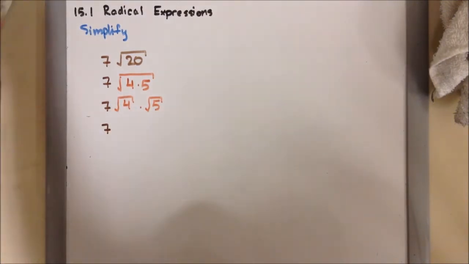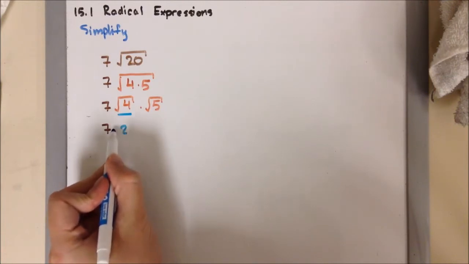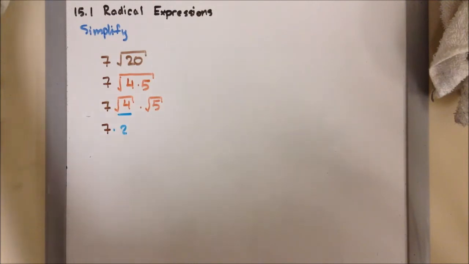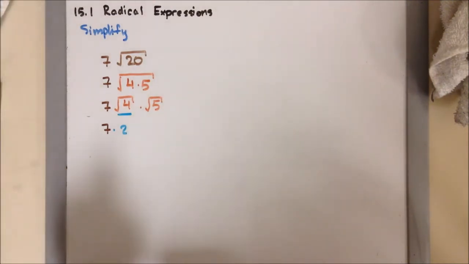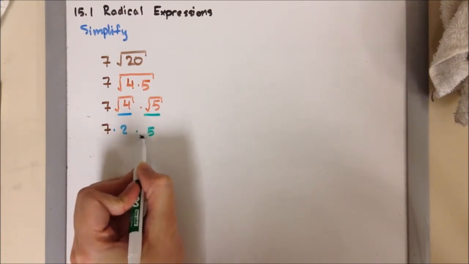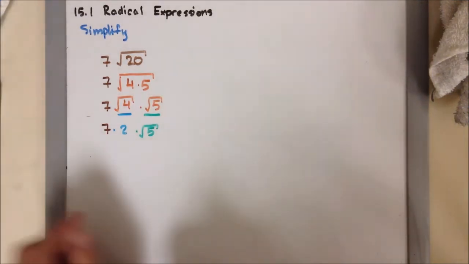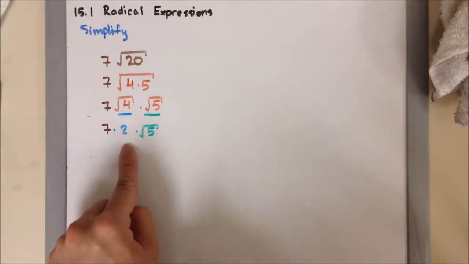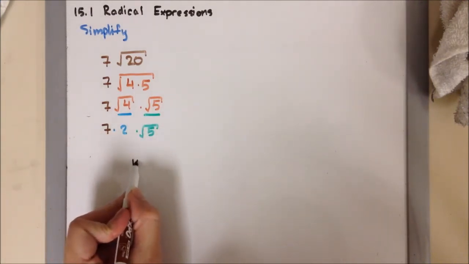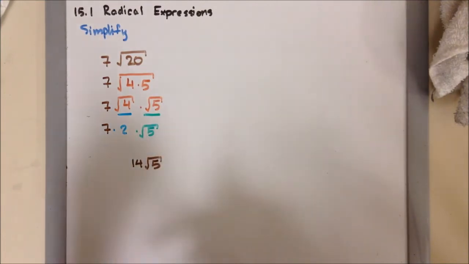But now the square root of 4 is 2. So now the 7 is going to multiply to the 2. Whereas the square root of 5, there is no perfect square number for 5, so it's going to stay the same, square root of 5. Now, any numbers that you have that are without a square root, in this case the 7 and the 2, and it's multiplying, you're just going to multiply. So we're going to have 14 square root of 5. And that will be your final answer.